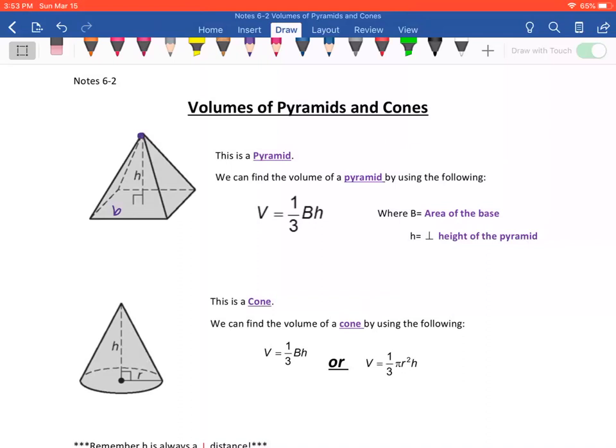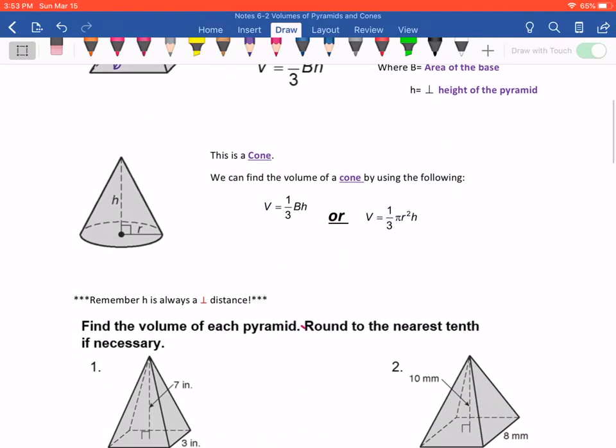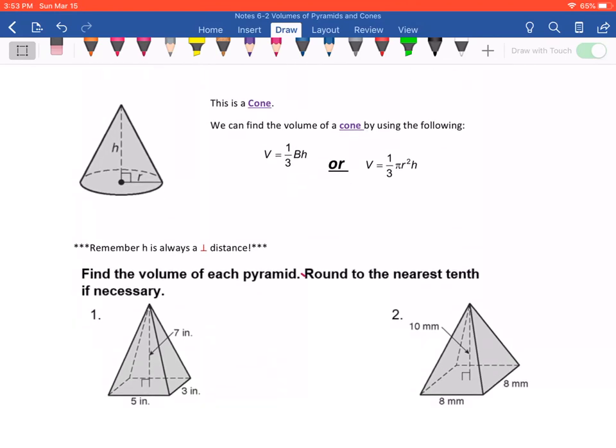The figure that you see directly below is a cone. We can find the volume of a cone by using the exact same formula, V equals 1/3 big B times H. Be mindful, though, that the base of a cone is a circle. Therefore, you could use the formula V equals 1/3 pi r squared times H, because, of course, pi r squared is, in fact, the area of a circle. Also be mindful that H, the height, is always a perpendicular distance. It is not a slant. It is always perpendicular between the vertex or the top of the pyramid or cone and the base.